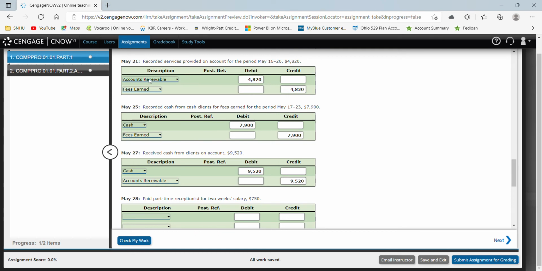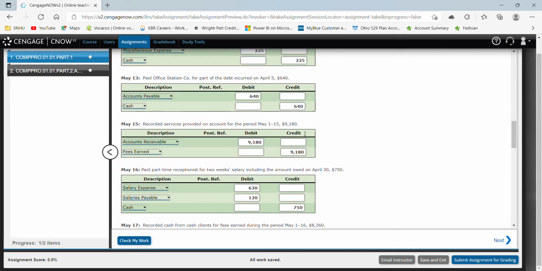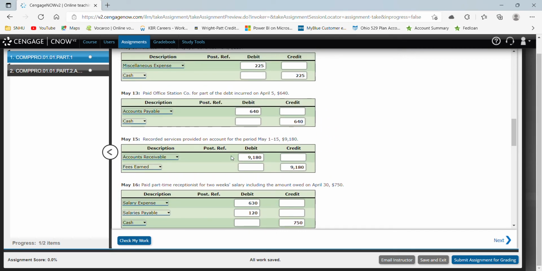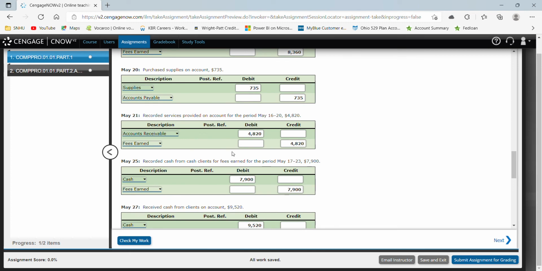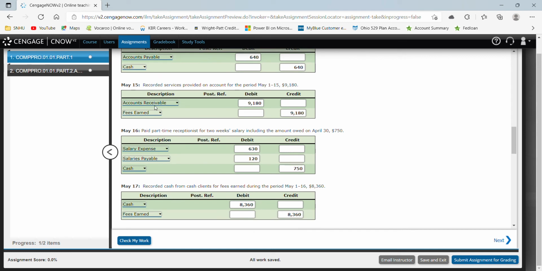We recorded accounts receivable for services provided up above here, and then we received cash from the clients on account for $9,000. Again, different dollar value, but we had all these transactions up above. Is that the same? No, not the same dollar value. I wish they would have given us one with the same dollar value.